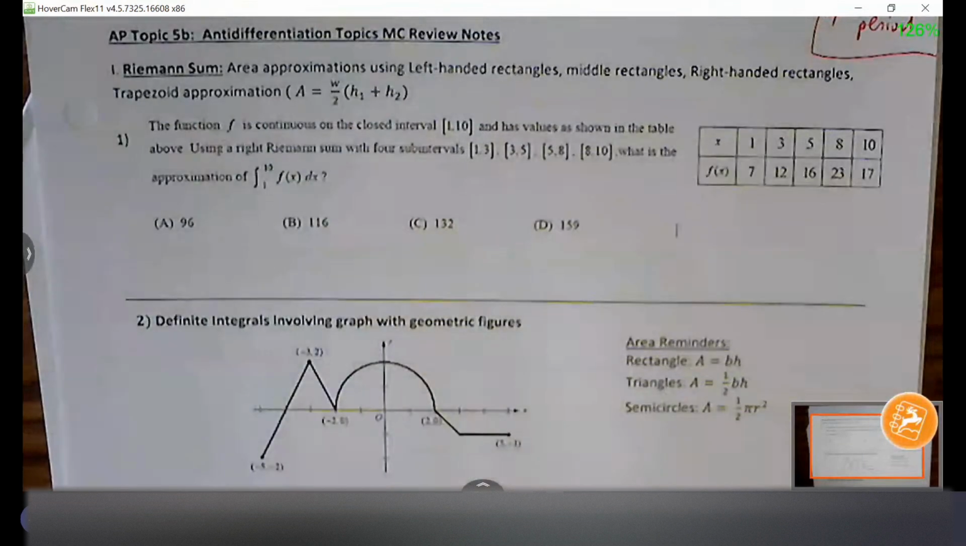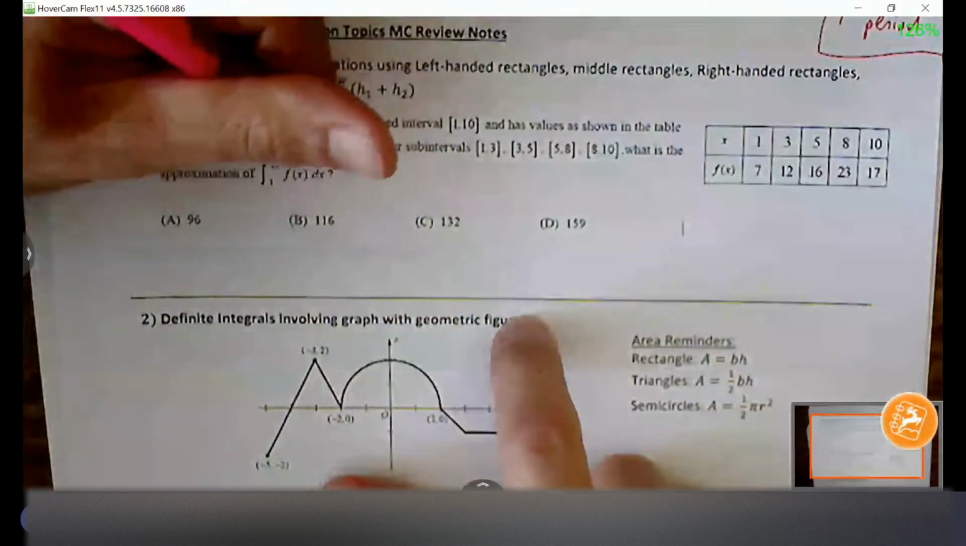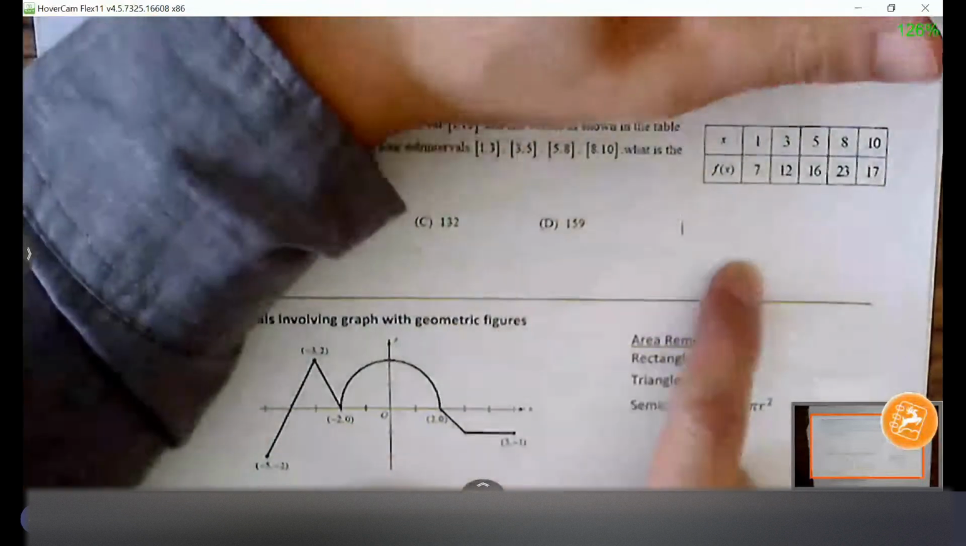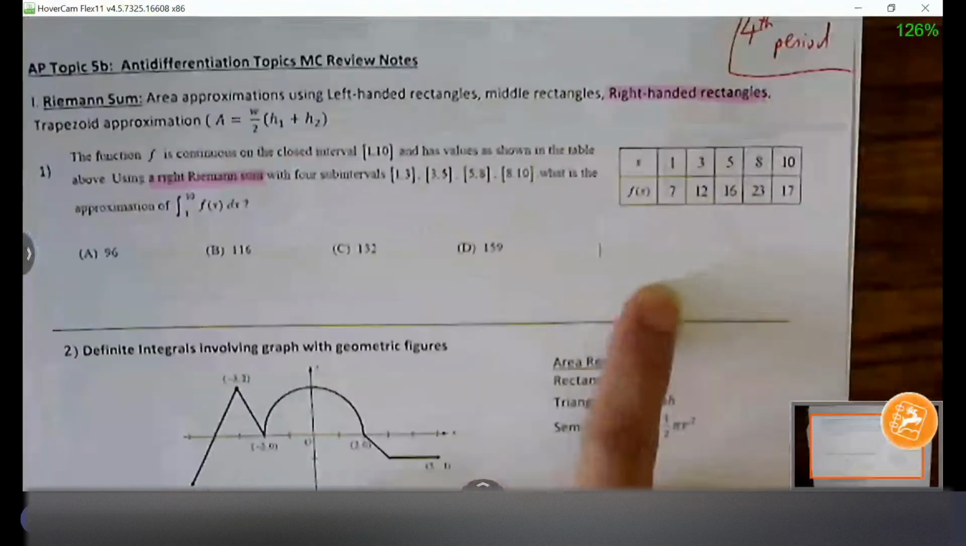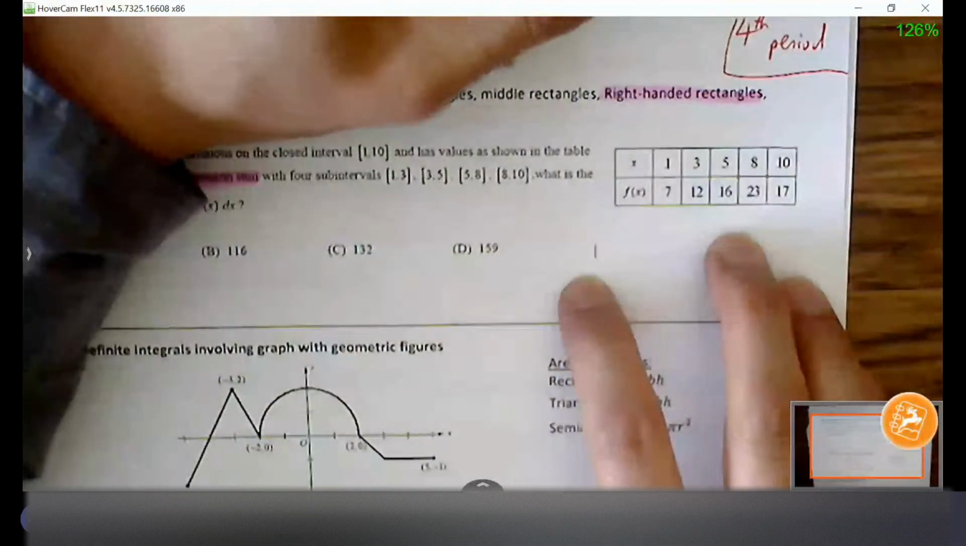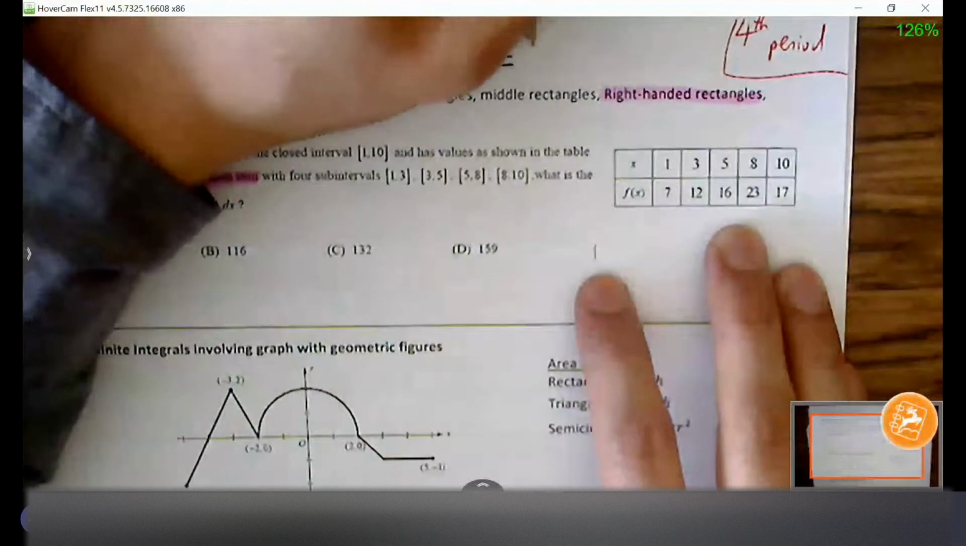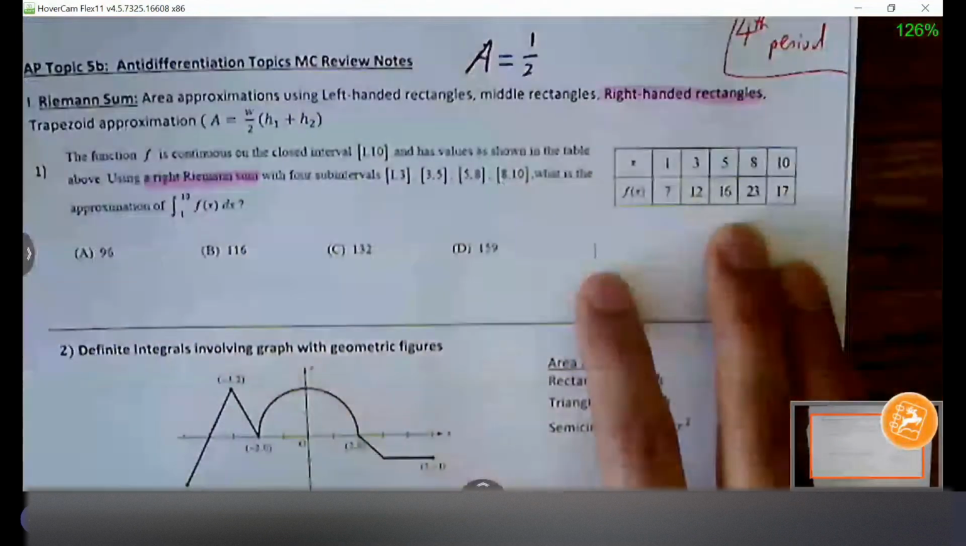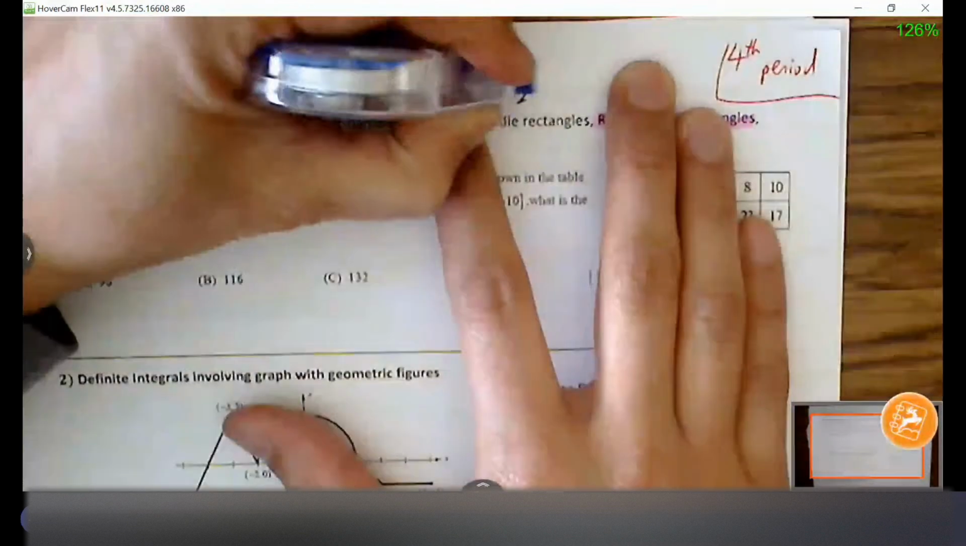So let's look at number 1. The function f is continuous on the closed interval from 1 to 10 and has values shown in the table given. Using a right Riemann sum with 4 subintervals, what is the approximation of our definite integral from 1 to 10? So we'll be using right Riemann sums, right-handed rectangles. And so over the course of these 4 subintervals, we're going to be adding areas of these rectangles, which is just width times height.